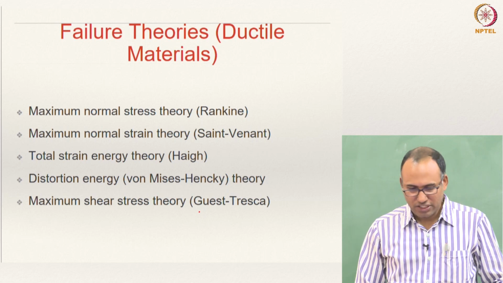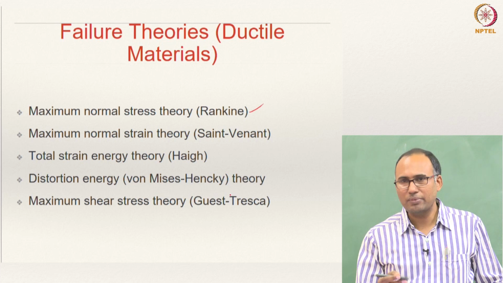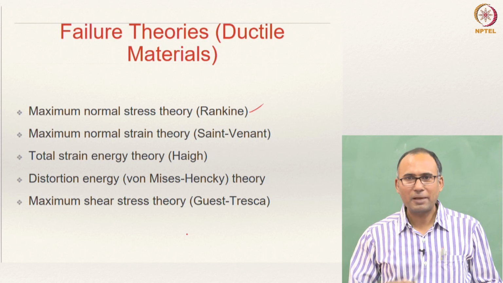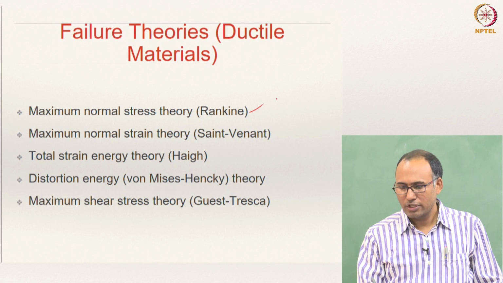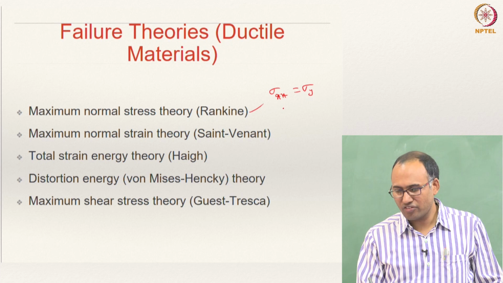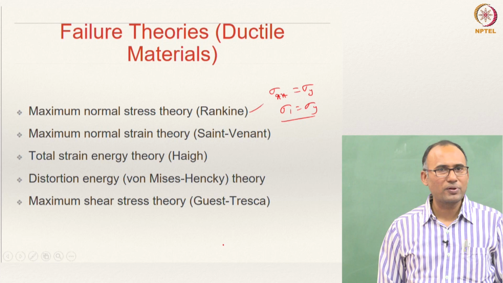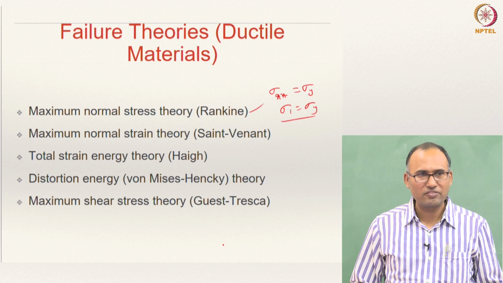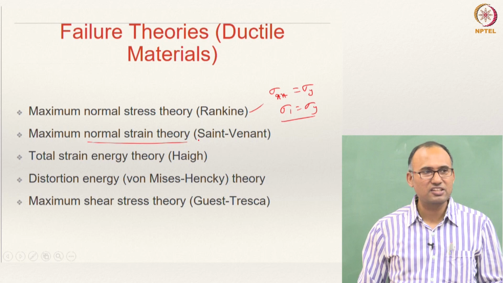So, there are different failure theories as we have discussed. Maximum normal stress theory, it is also called Rankine theory because he prescribed this theory. This is simply when your maximum normal stress equals the yield strength of the material, that is when the material fails. So, your sigma xx is equal to sigma y or sigma 1 equal to sigma y, that is when failure happens. And then people said, oh no, I do not want to define my failure based on stress, I want to define my failure based on strain, and Saint-Venant defined based on strain, and hence the maximum normal strain theory is named after him.